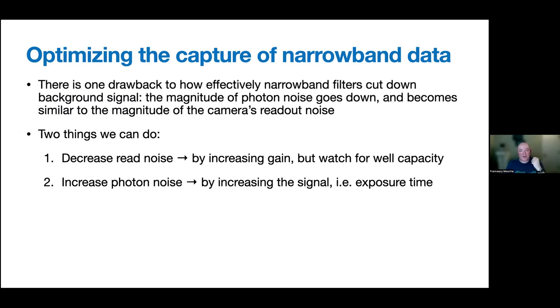There is, however, one drawback in all of this. And the drawback is that our narrowband filters are so effective in cutting down the background signal that the magnitude of the photon noise, as we saw, also goes down. And it may go down to the point that it becomes similar to the magnitude of the camera's inherent readout noise. And this is a problem because noise adds, although it doesn't add algebraically, it adds in quadrature.